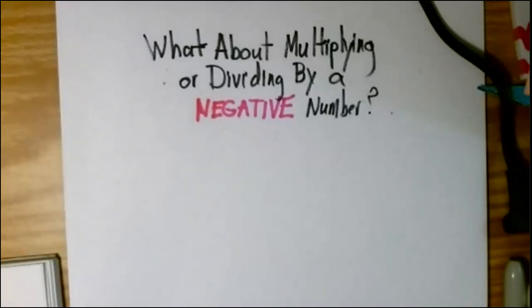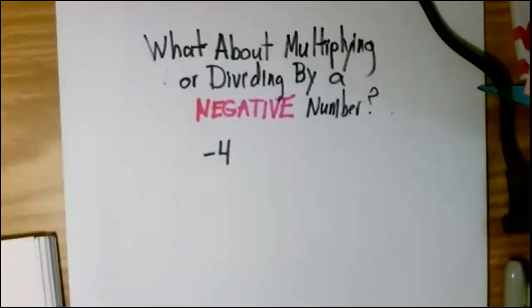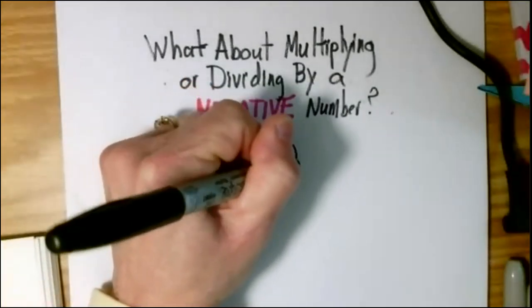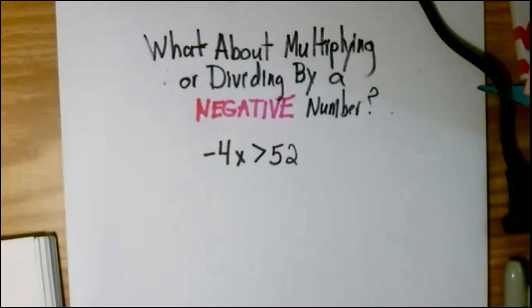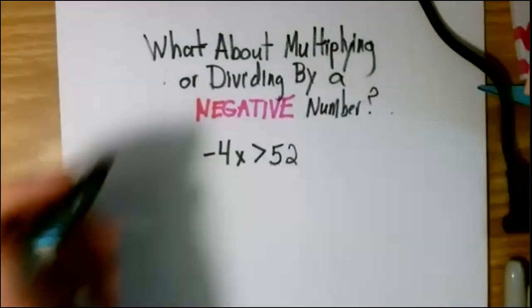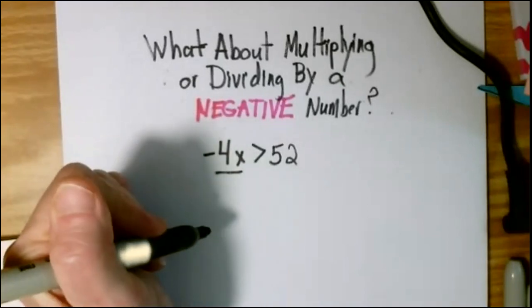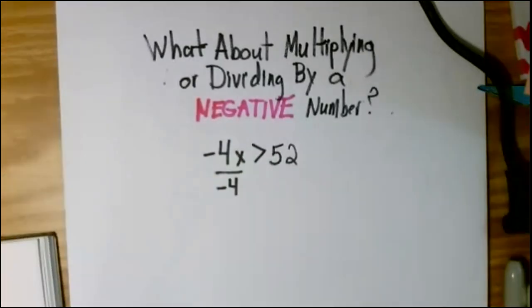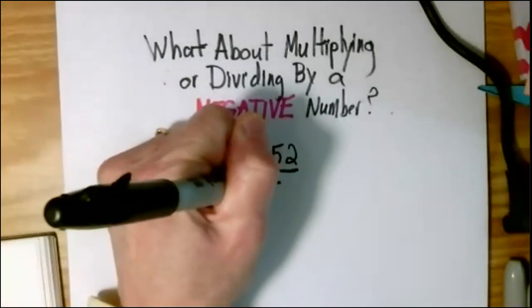Okay. What about multiplying or dividing by a negative number? What's going to happen when we have that situation? Well, here's an example. We have negative 4x is greater than 52. Let's work on solving that one. So again, we want to get x by itself using inverse operations. So I'm going to divide. Inverse of multiplying is dividing. I'm going to divide by negative 4, but I'm also going to divide by negative 4 on that side.